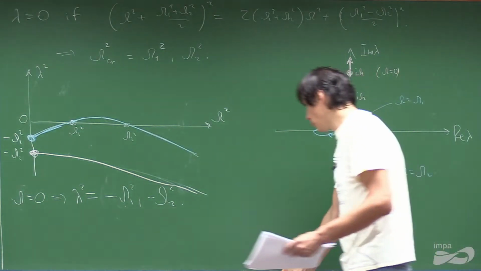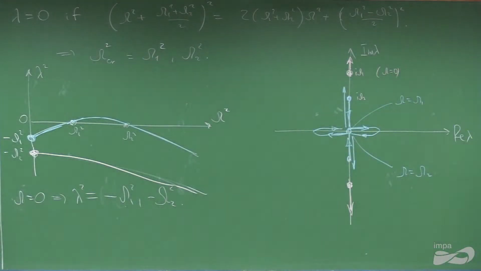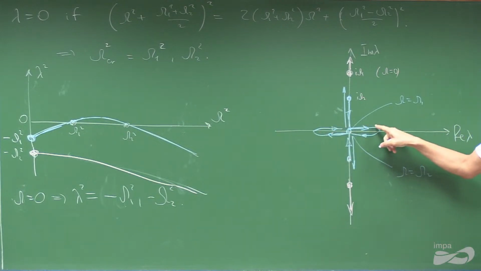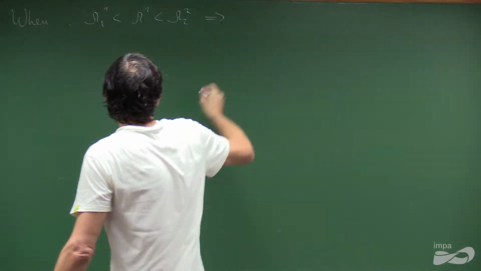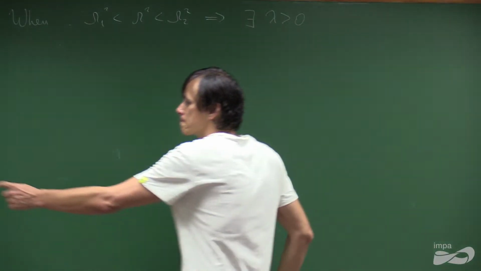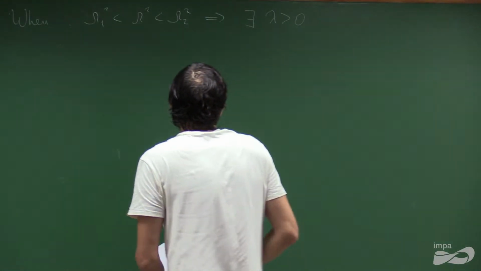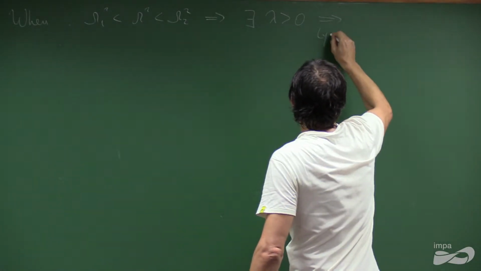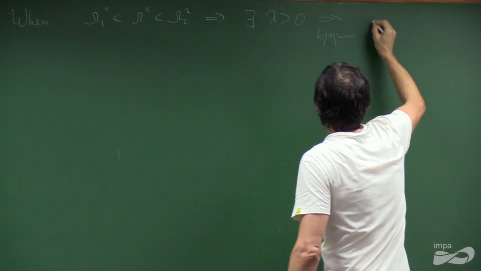So what do we have? When our rotation velocity is between these two eigenfrequencies, in that case we're in the situation of this loop. So there is one eigenvalue which is positive. There's an eigenvalue on the right-hand side, and we know by the Lyapunov theorem that it's an unstable equilibrium.